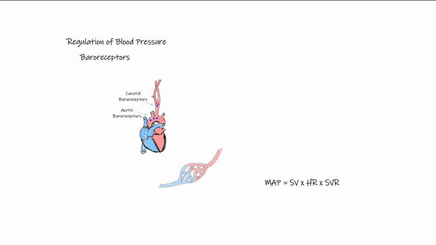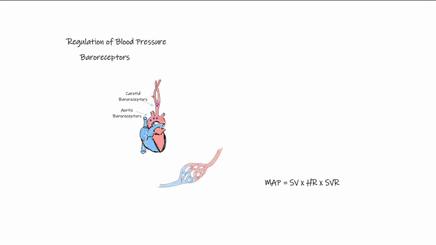So in regulating blood pressure, this means that we're going to need to have some types of sensors that are going to help inform our body whether or not our blood pressure is appropriate. And these are called baroreceptors. There are baroreceptors throughout our body, but the most important ones which we're going to focus on for our discussion are located in the aortic arch and in the bifurcation of the carotid, and these are called our aortic and carotid baroreceptors.